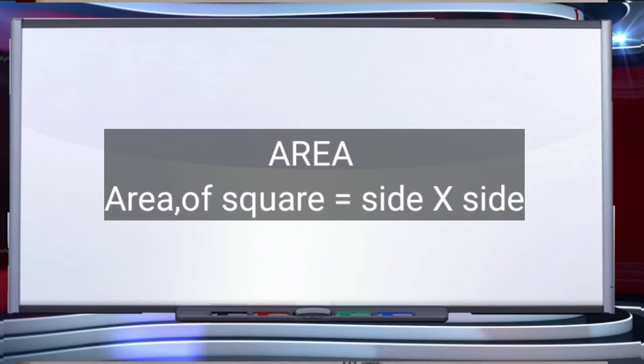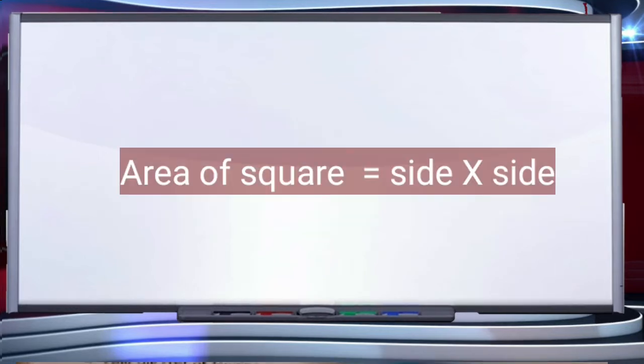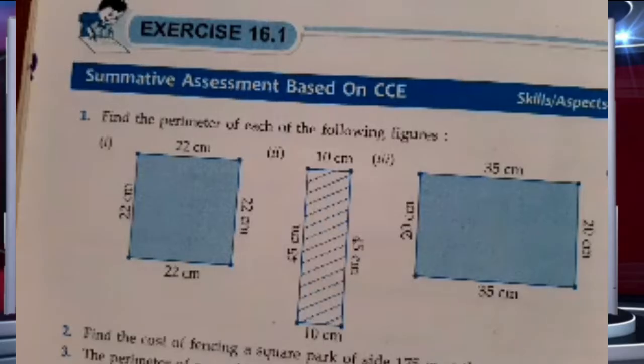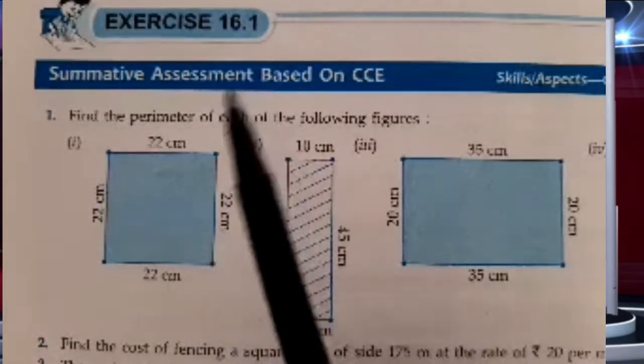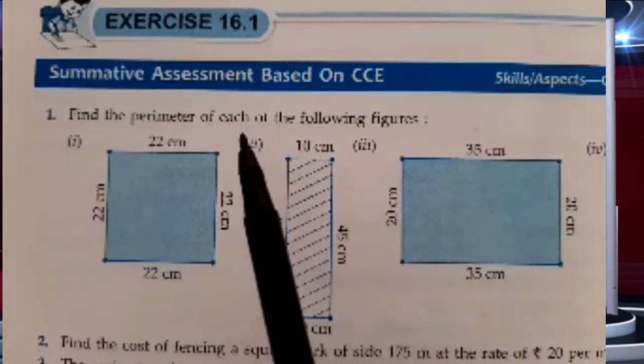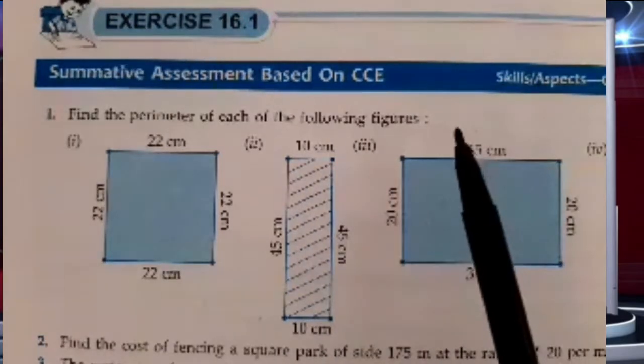Same ways, you know the formula for the area also. Area of a square is side into side and area of rectangle is length into breadth. Now let us start exercise 16.1. Find the perimeter of each of the following figures.